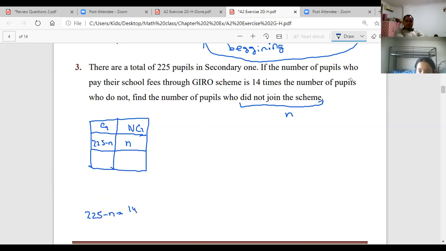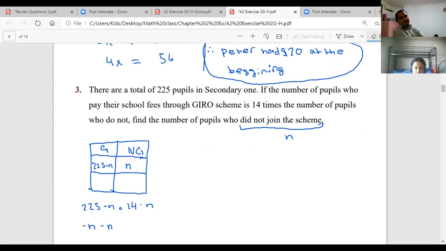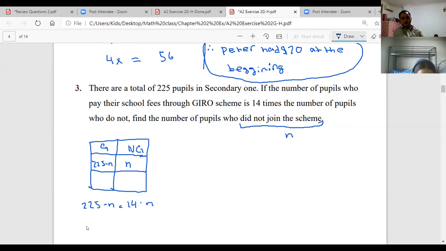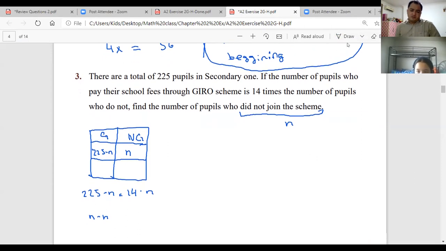225 minus n equals 14 times n. And then we do negative n. Instead of writing minus, why don't I take this negative n to the right hand side, Shahina? Because if a equals b, that means b equals a, and you can just interchange their places. Take negative n to the right hand side. Can you just add n to both sides of the equation? What do you get?